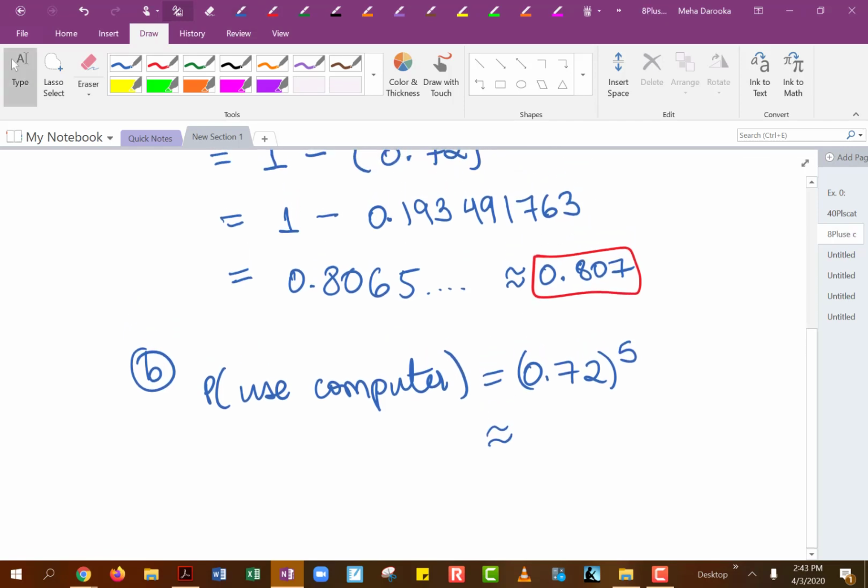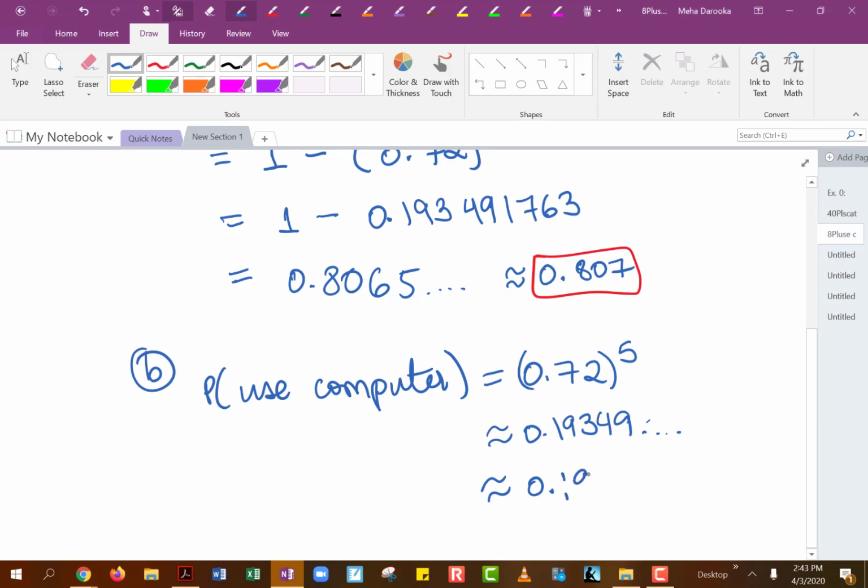So that's this big large number that you had, 0.19349, and it keeps going. But let's round it to 3 decimal places, which will come out to be 0.193. So about a 19.